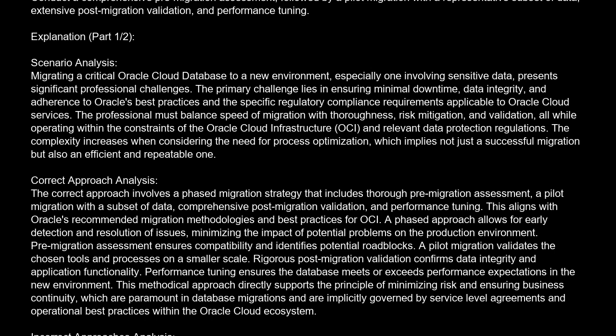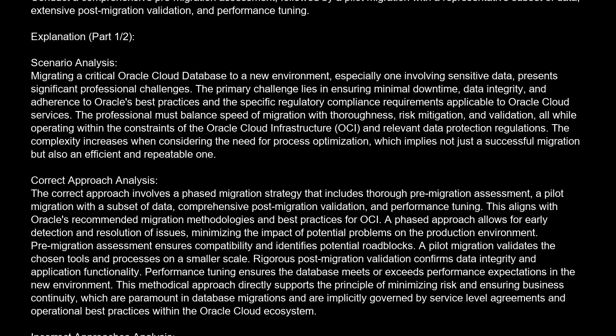The complexity increases when considering the need for process optimization, which implies not just a successful migration, but also an efficient and repeatable one. Correct approach analysis. The correct approach involves a phased migration strategy that includes thorough pre-migration assessment, a pilot migration with a subset of data, comprehensive post-migration validation, and performance tuning. This aligns with Oracle's recommended migration methodologies and best practices for OCI.